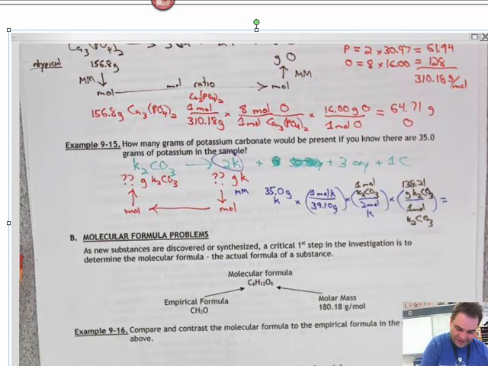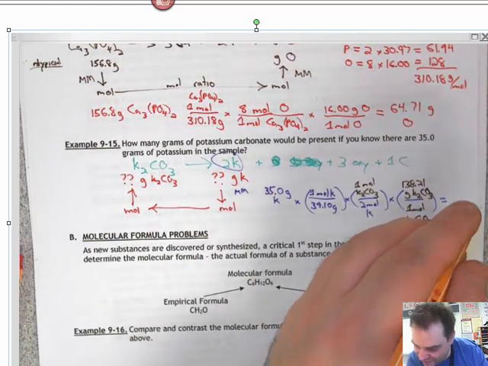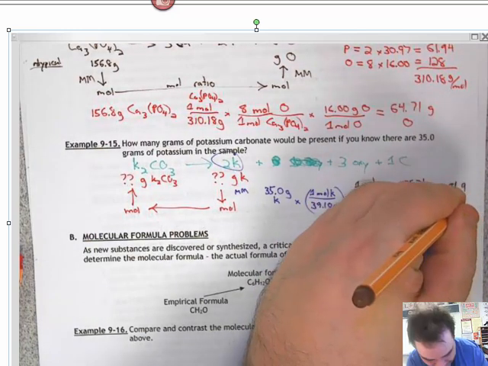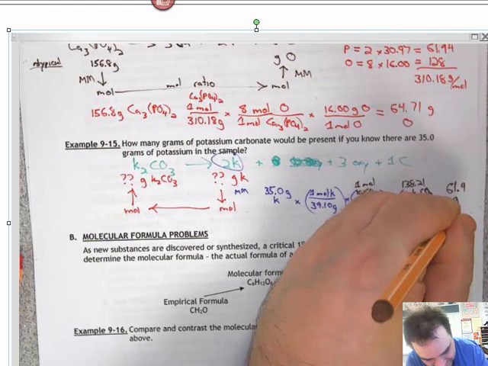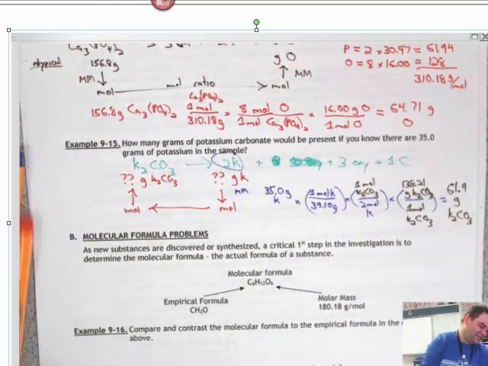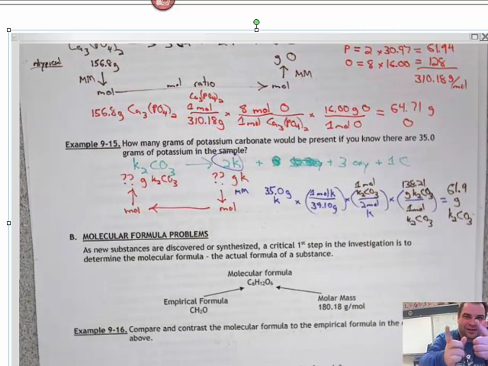Hopefully you know how I found that. And then since this number has 3 sig figs, we're going to round to 3 sig figs, so this is 61.9 grams of K2CO3. So, in general, just use the mole-to-mole ratio. It just makes it a whole lot easier. Okay. Guys are champions. The legend is out.